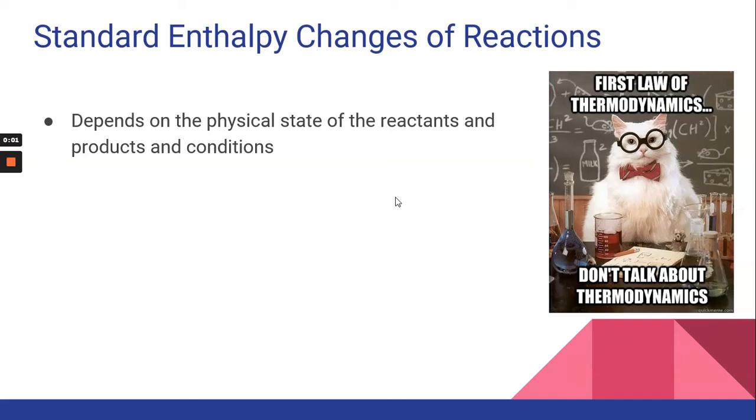Right, standard enthalpy changes of reaction. So we can look at how the compounds are put together and the values based on the elements in their standard state being added together to tell us the enthalpy of formation for a specific compound. And then we can look at the compounds involved in reactions and figure out enthalpy of reactions that way. So it really depends on the physical state of the reactants and products and then the conditions they're at.